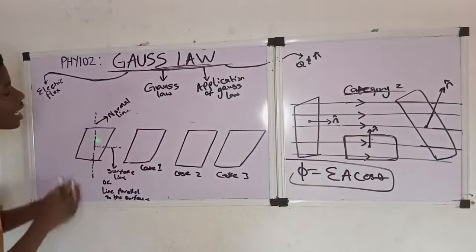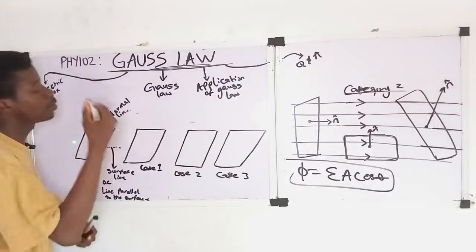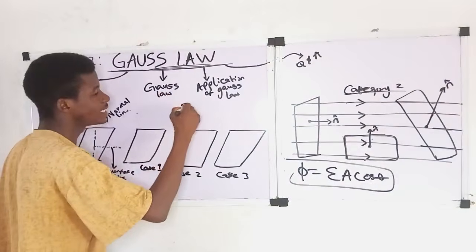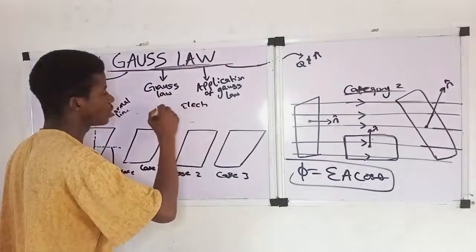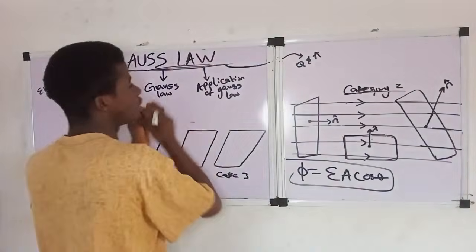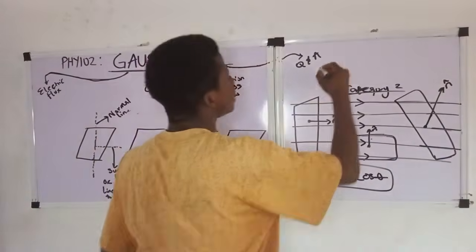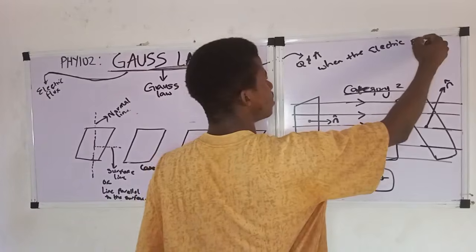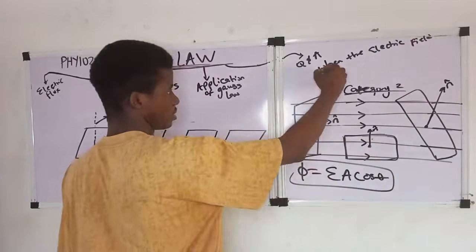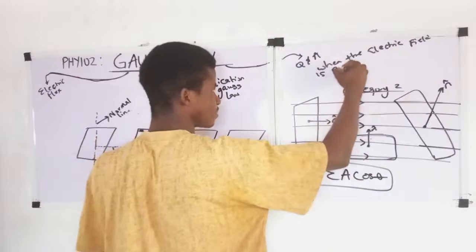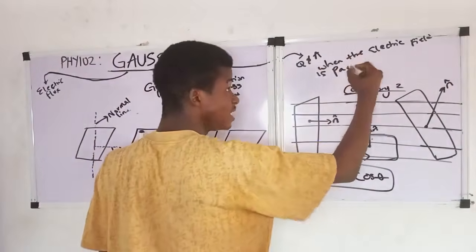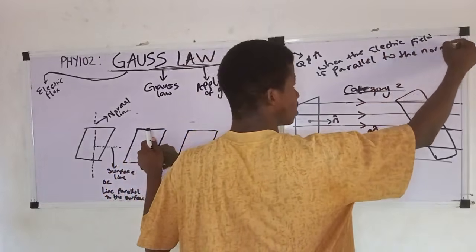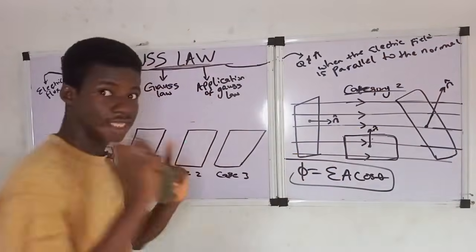Now on that case 1, very important. When the electric field is parallel to the normal, this is very important though.